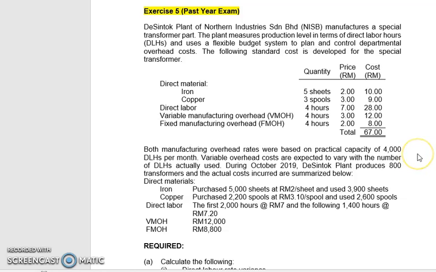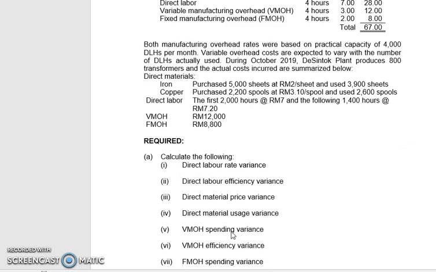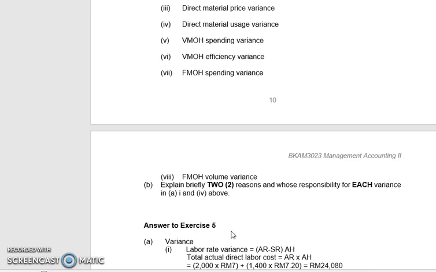Variable overhead costs are expected to vary with the number of direct labor hours actually used. During October 2019, the Sintok plant produced 800 transformers, and actual costs incurred are summarized below. So this is the information: direct material for iron and copper, direct labor, variable manufacturing overhead, and fixed manufacturing overhead. So we have to calculate all the variances first.